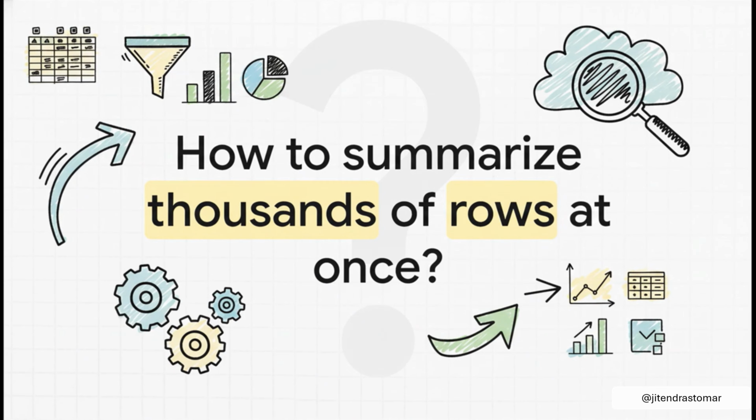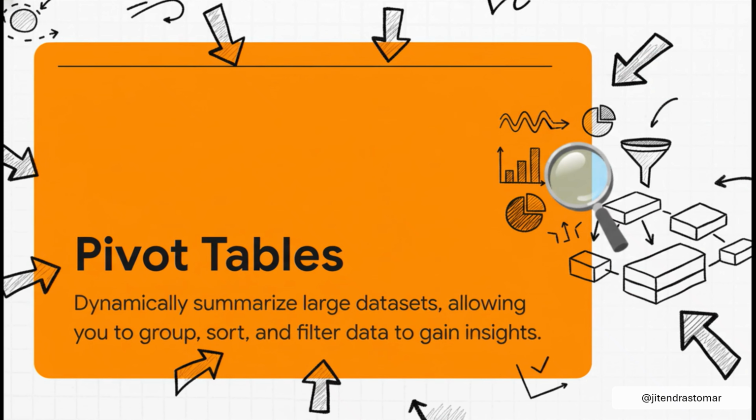But that's all fine and dandy for a few dozen rows. What happens when you're staring down a spreadsheet with 20,000 rows or 200,000? Your basic formulas are just not going to cut it. You need something way more powerful. Well, let me introduce you to the absolute superstar of spreadsheet analytics, the pivot table. This thing is a game changer.